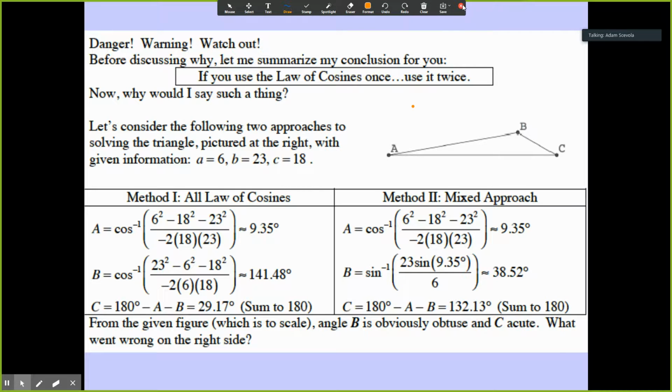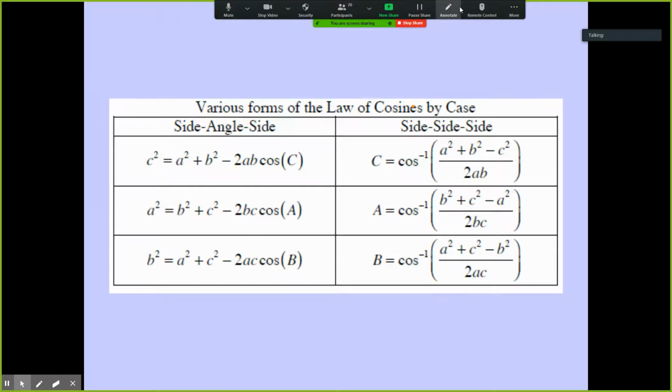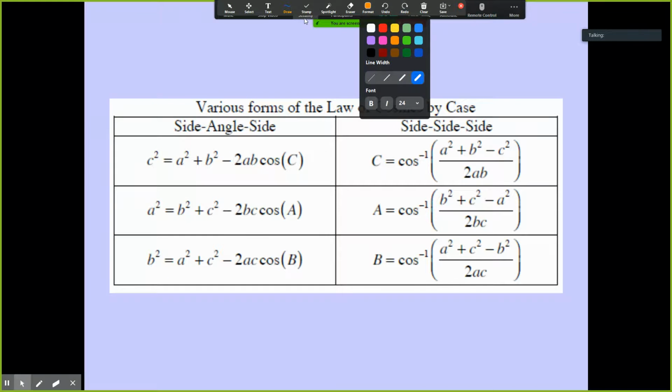One last thing, if I can figure out how to get rid of this on my screen. Oh, perfect.